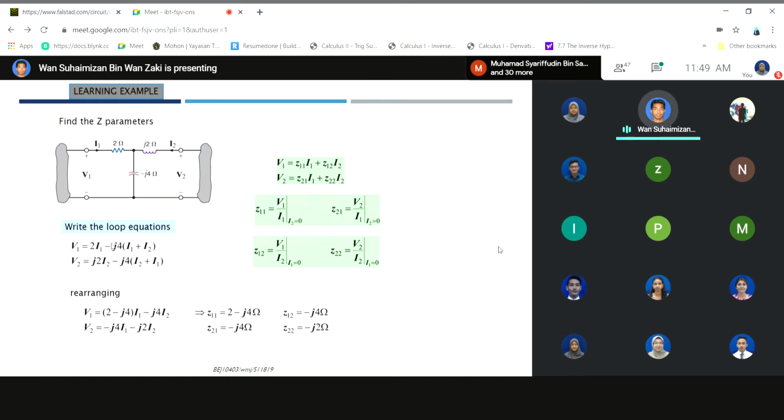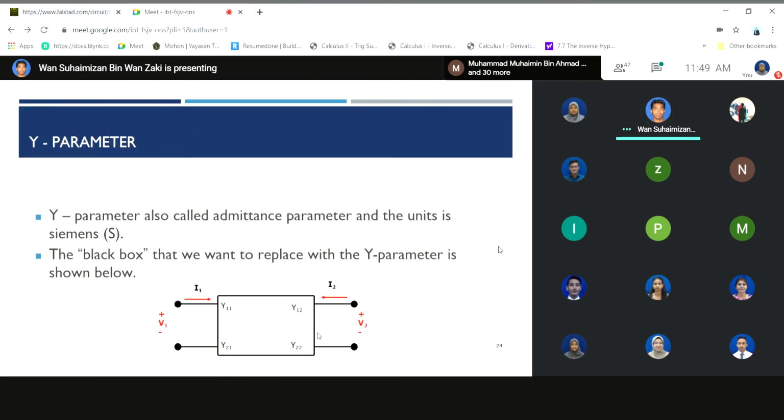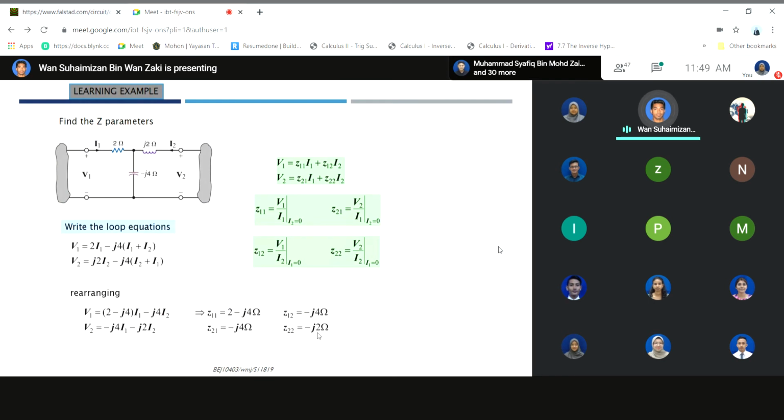So this is another way to determine Z parameter using loop equation. From this loop equation, you need to rearrange again and compare with the general formula for Z parameter, and then from there you determine Z11, Z12, Z21 and Z22. So that is another way to get the Z parameter. Okay, any question before we go to Y parameter? So far okay, Doctor. Okay, good.